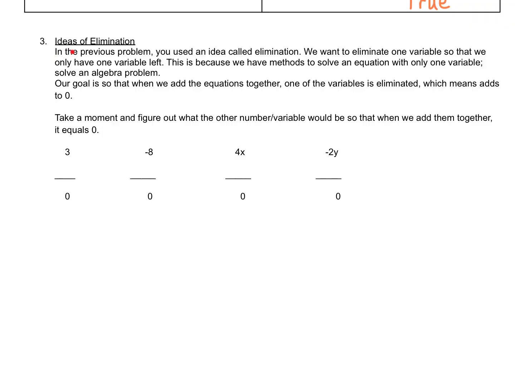In this previous problem, we used an idea called elimination. We want to eliminate one variable so that we only have one variable left. This is because we have methods to solve an equation with only one variable, an algebra problem. So our goal is that when you add the equations together, one of the variables is eliminated, which means it adds to 0. Why don't you take a moment and figure out what the number or variable would be so that when we add these together, it equals 0.